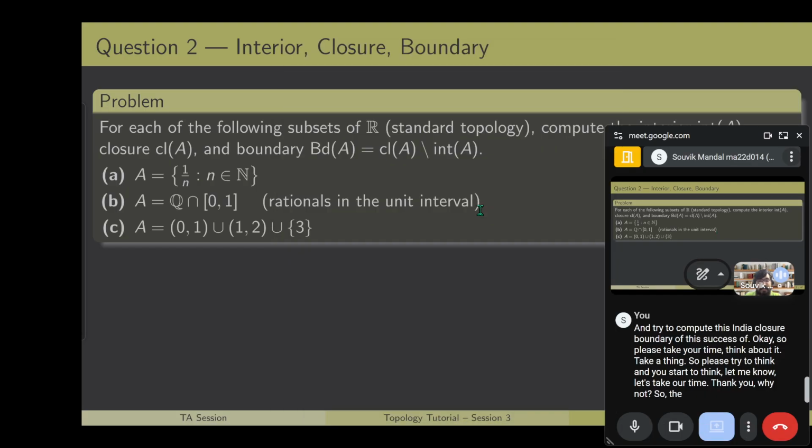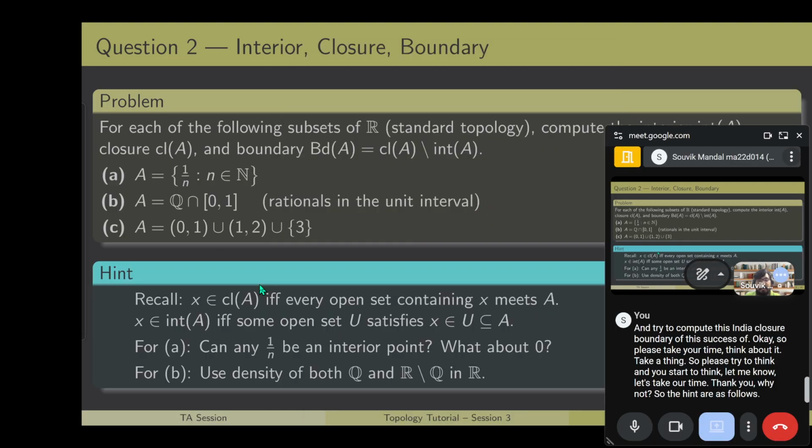So the hint is as follows. This hint consists of definitions. Okay. So please try to do it by yourself first. Take your time. Basically, a point belongs to the interior of a particular set if that set will contain some open ball at least. Okay. So that is the thing. Take your time. Let me know.